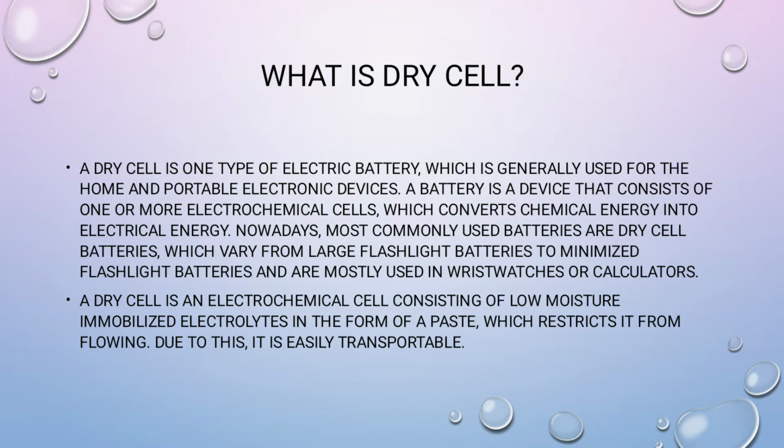So a dry cell is an electrochemical cell consisting of low moisture immobilized electrolytes in the form of a paste, which restricts it from flowing. Due to this, it is easily transportable.